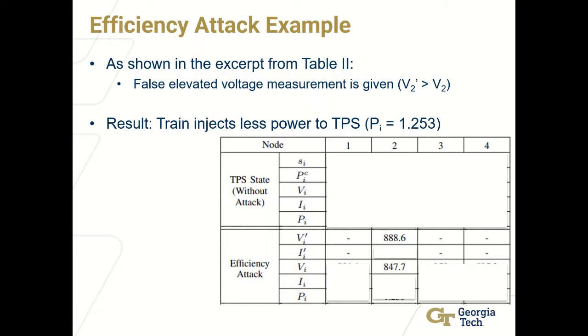For efficiency attacks, we're first going to look at providing a falsely elevated voltage reading. Because the power that is able to be regenerated back, sent back to the lines, is based on the voltage and not the current. Increasing this voltage from 847.7 to 888.6 has decreased P sub I, the amount of power that is sent back. And in this table, we are assuming that the only compromised node is node number 2.